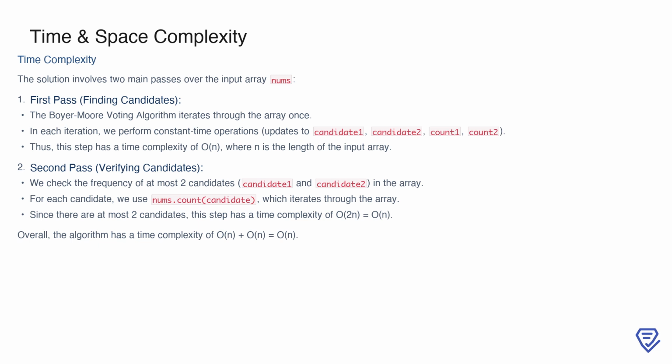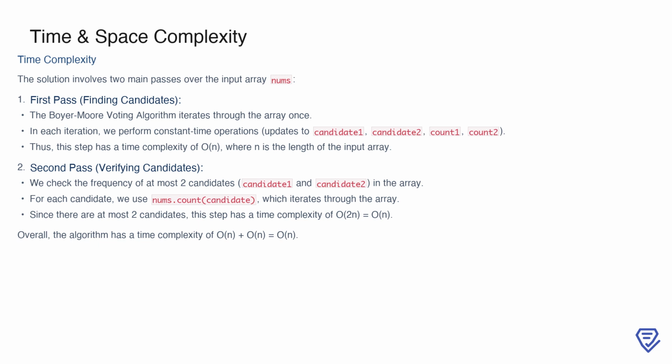First, during the initial pass through the array, we use the Boyer-Moore voting algorithm to identify potential majority element candidates. This involves iterating through the array once and performing constant time operations at each step, such as updating candidate variables and their respective counters. Because we only traverse the array once in this step, the time complexity is O(n), where n is the size of the array.